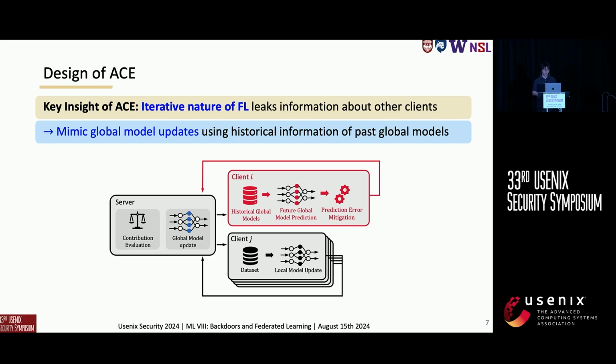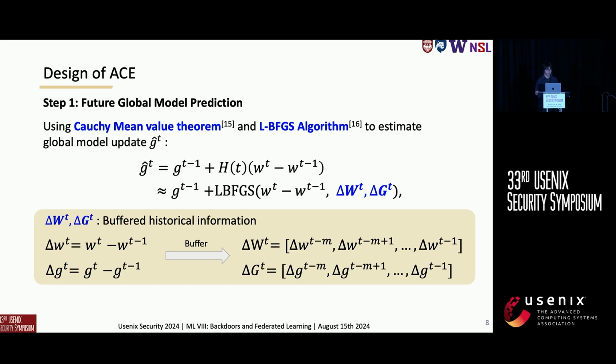Specifically, we leverage this information by mimicking the global model updates using the historical information of past global models. And we propose a two-step pipeline to perform the attack. In step one, we do future global model prediction by using the Cauchy mean value theorem. Here, GT is the model we want to predict, and we can use the previous global model update plus a Hessian times the difference of two global models. Computing the Hessian is quite time-consuming, so we use the LBFGS algorithm to efficiently estimate it.